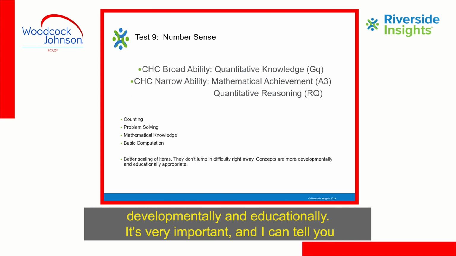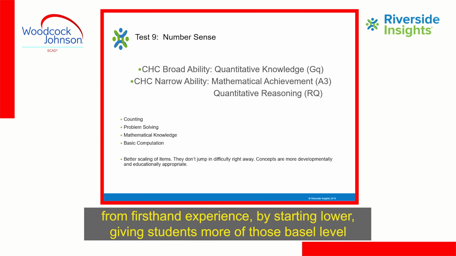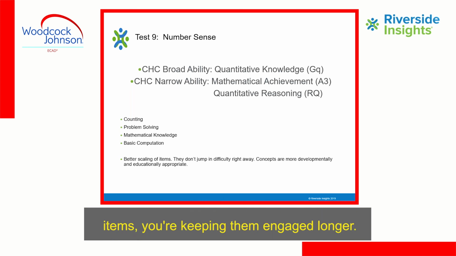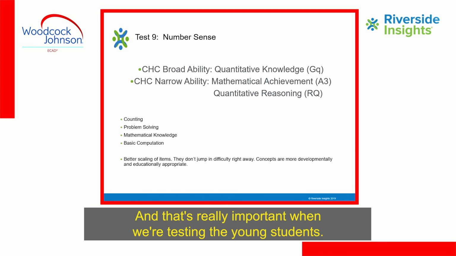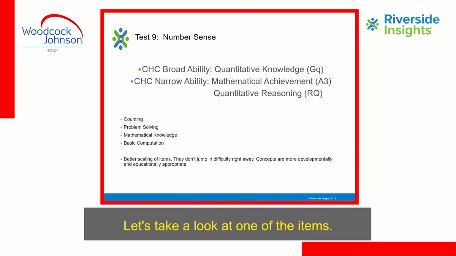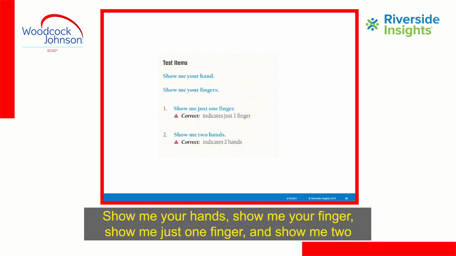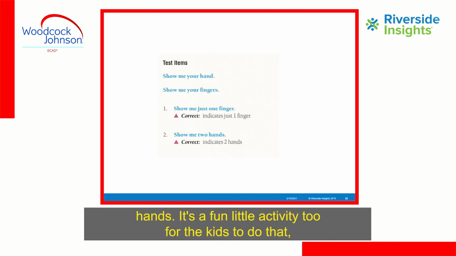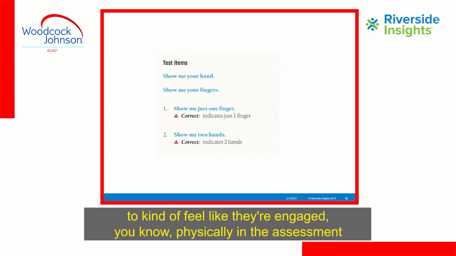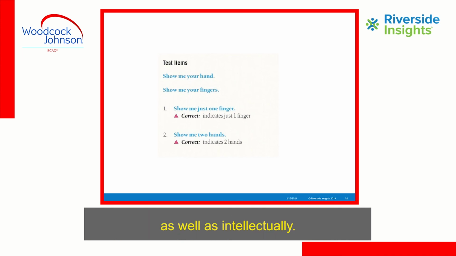It's very important, and I can tell you from firsthand experience, that by starting lower, giving students more of those basal level items, you're keeping them engaged longer. And that's really important when we're assessing the young students. Let's take a look at one of the items. The very first items are those famous ones that we have from our WJ4 achievement. Show me your hand, show me your fingers, show me just one finger, and show me 2 hands. It's a fun little activity too for the kids to do, to feel like they're engaged physically in the assessment as well as intellectually.